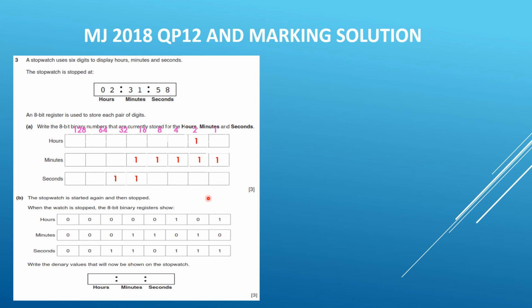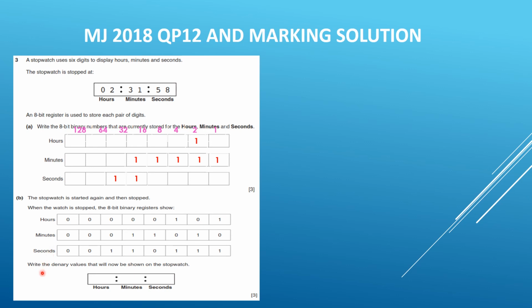And let me tell you, you need to be very quick in your maths. This is general simple maths because calculators are not allowed. Now the B part is: the stopwatch is started again and then stopped. When the watch is stopped, the 8-bit binary register shows this is the value of hours, this is the value of minutes, and then we are given the binary value of seconds.